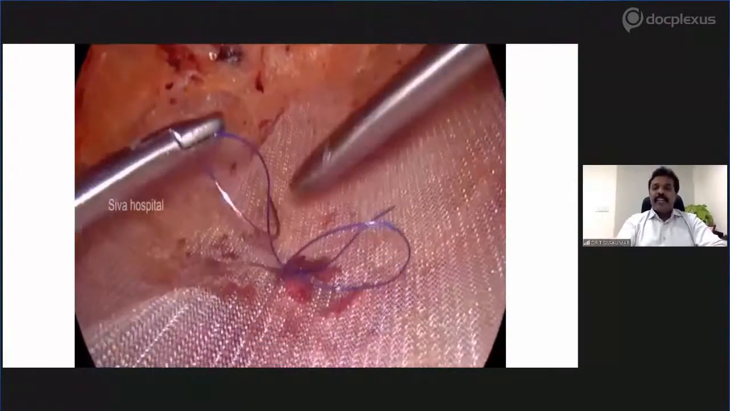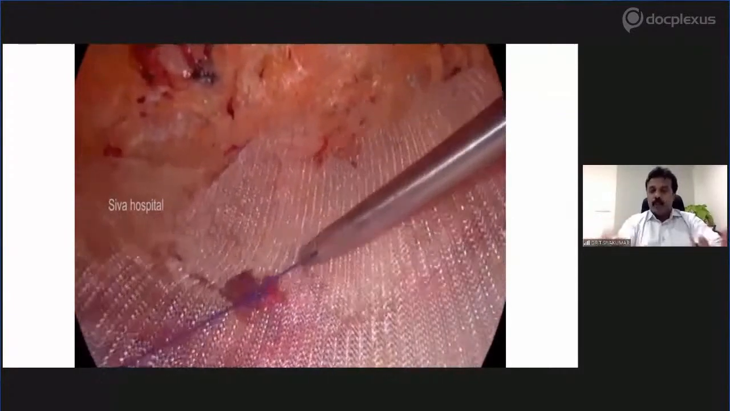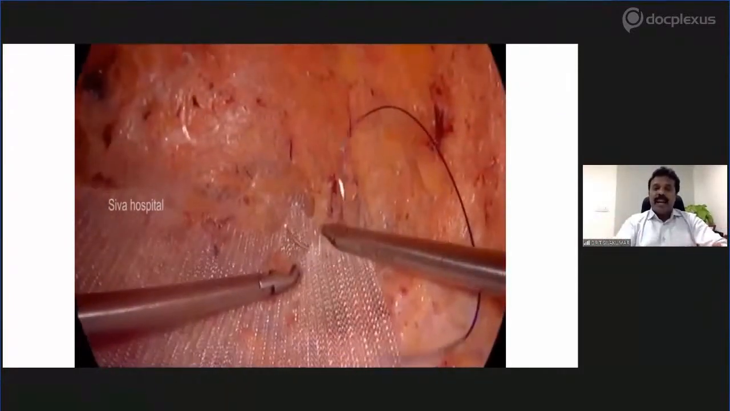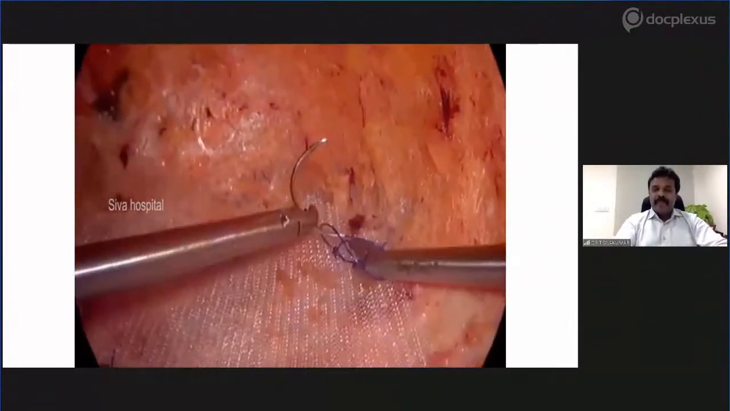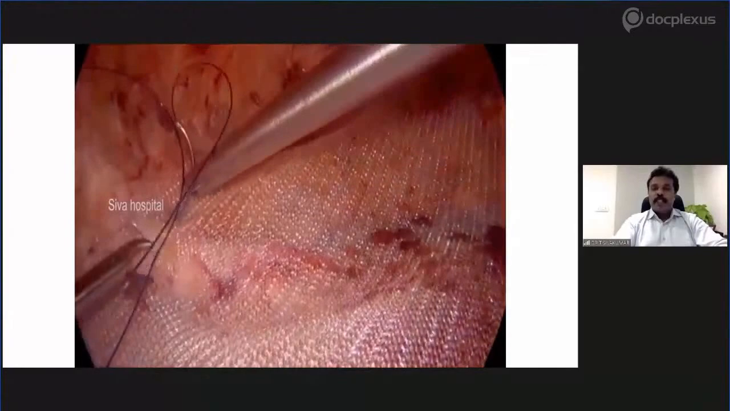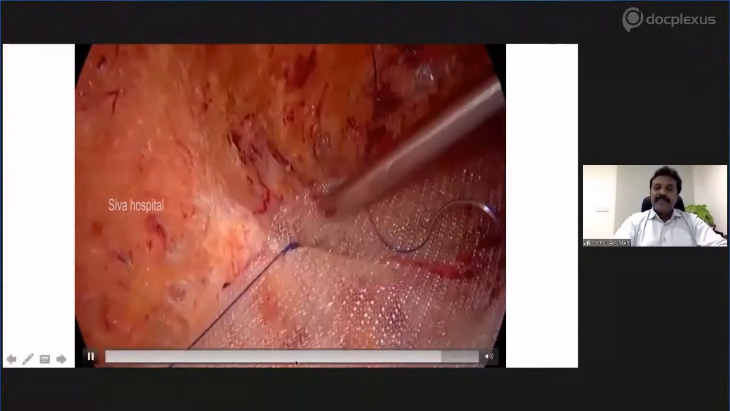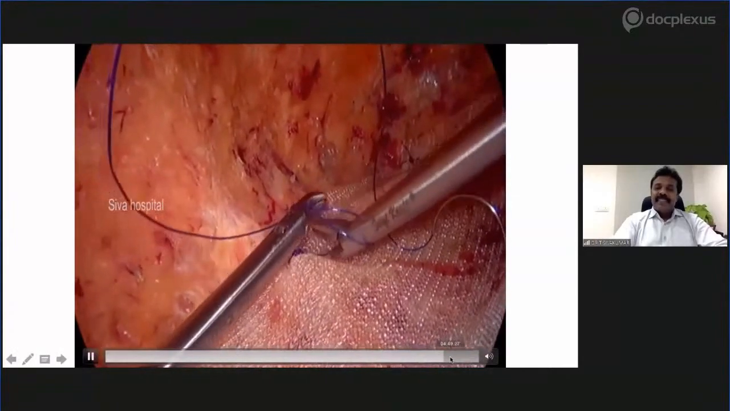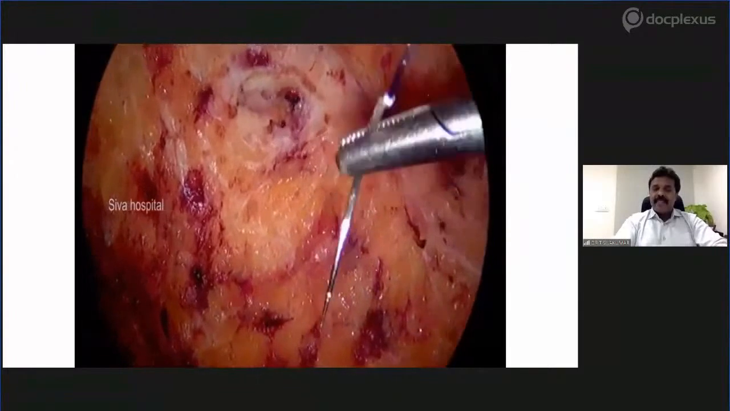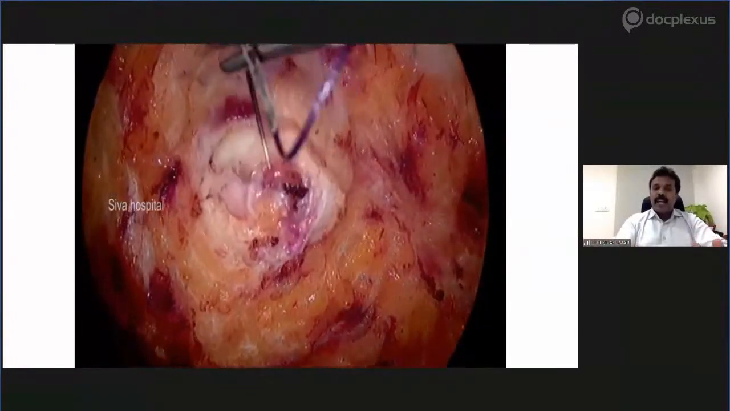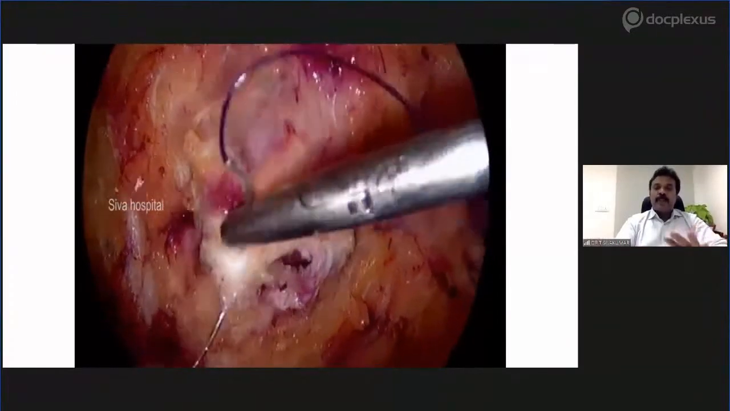Then it's the fixation. You can do a continuous fixation, but here, in a SCOM subcutaneous only mesh repair, I used to do an interrupted mesh fixation using a 1-0 Prolene. The only thing in these cases is that, as in the open case where we have seroma formation, the same thing, there is a chance of seroma formation. We should be careful here.